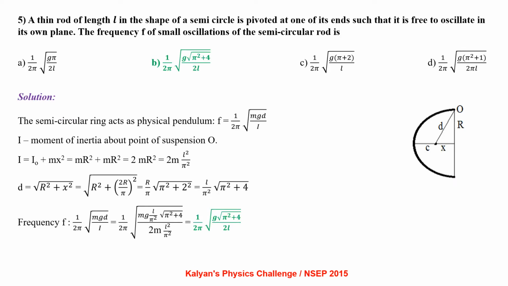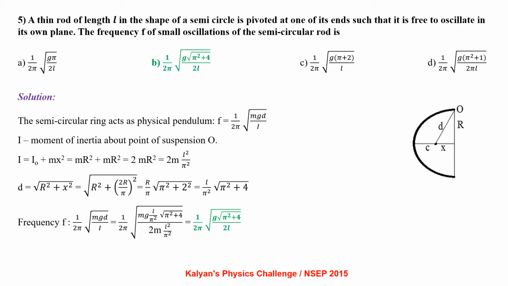A thin rod of length L in the shape of a semicircle is pivoted at one of its ends such that it is free to oscillate in its own plane. The frequency f of small oscillations of the semicircular rod is. The semicircular ring acts as a physical pendulum. Frequency f equal to 1 by 2 pi root mgd by I.